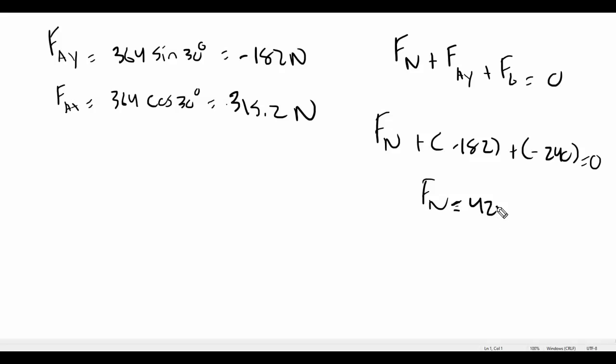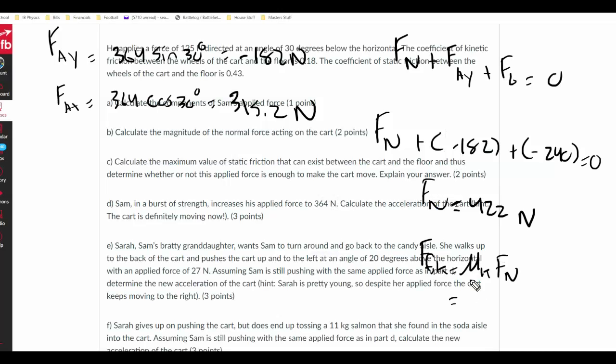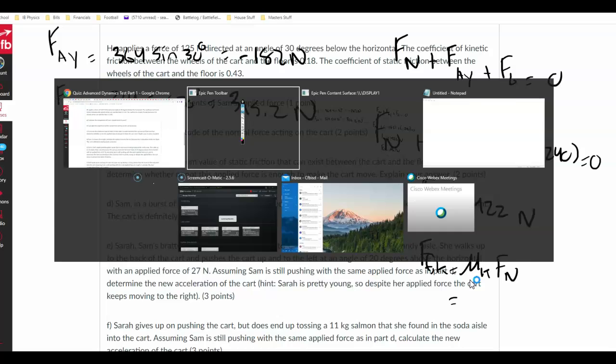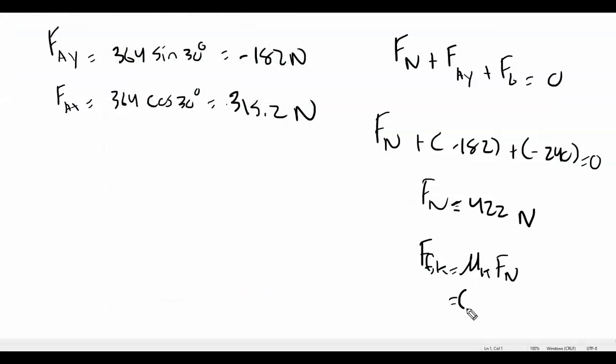And because Fn has increased, FFK has also increased. Because FFK, the force of kinetic friction, is the coefficient times the normal force. The coefficient is given in the problem on my test, it's 0.18. So 0.18 times Fn, which is 442. I'm going to calculate that. That has a magnitude of, let's call it 76 newtons.